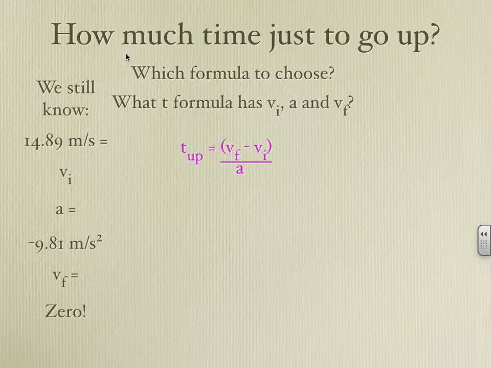If you take Friday's formula and you switch the T and the A around, then we end up with this. Why did I stick the "up" there? That reminds me that this is only the time going up and not the total time, which is what I'm looking for. So again, I'm using those same numbers. And this is really nice because 0 minus 14.89 is going to give me negative 14.89 divided by negative 9.81. The negatives are going to cancel out, and that's going to leave me positive time. Positive time is always a good thing to get. If you're getting negative time, then you're in Hollywood where people go back in time all the time. But in real life, we don't see that happening.